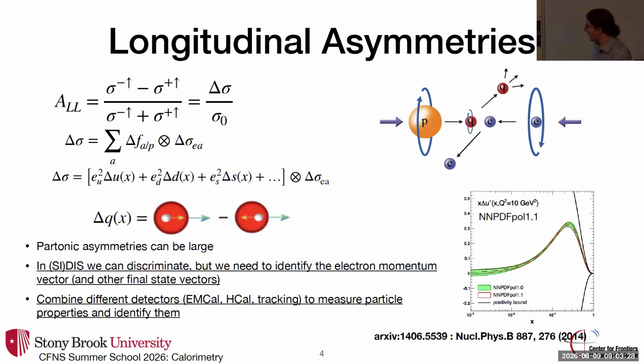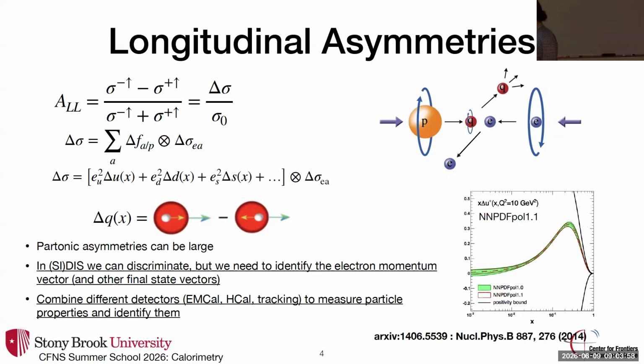And again, the math really connects the measurements we can make to these partonic spin pure versions. And all I've done here is just change the bottom 2 points on the slide. In DIS or in SIDIS, we can discriminate between the different possible configurations, but we have to identify the electron momentum vector and for SIDIS, other final state vectors. So how do we do that?